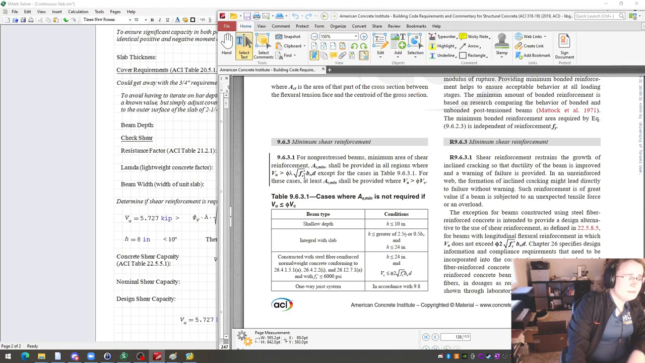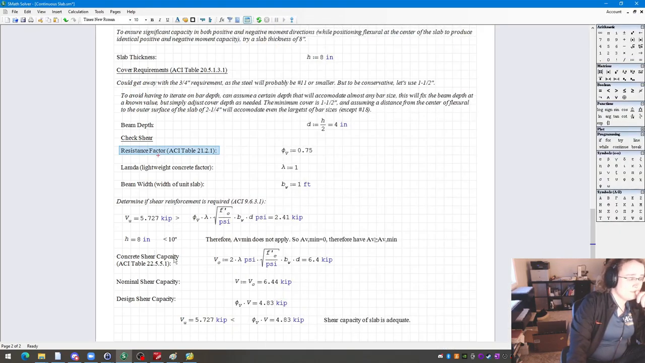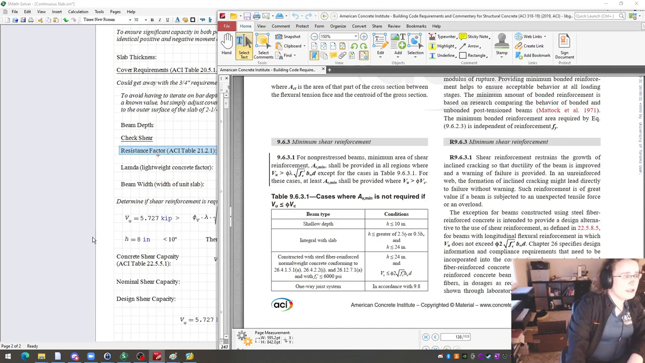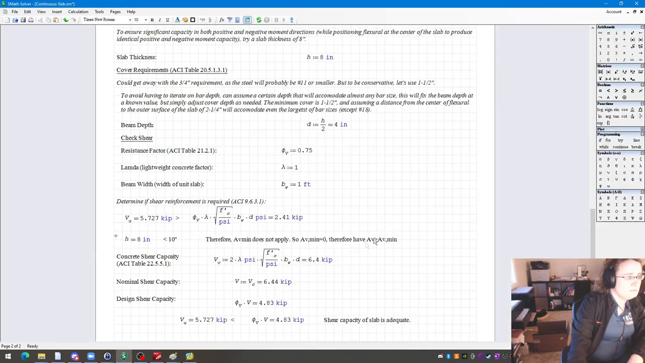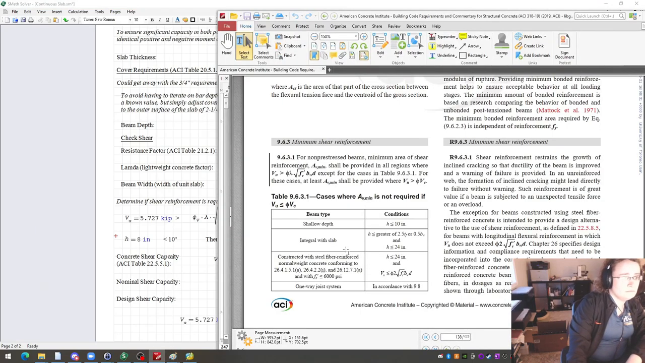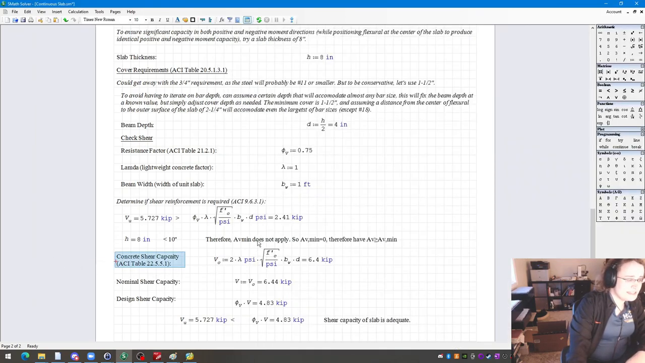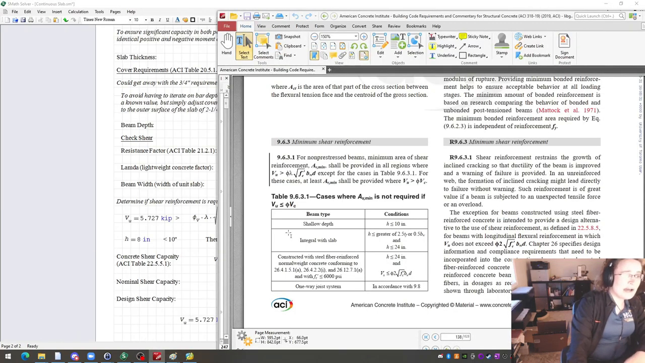9.6.3.1. Now, minimum shear reinforcement, AV min, is required if VU is greater than this, lambda root F prime C BWD. According to this equation, this VU is greater than lambda root F prime C BWD. According to that, it is actually required. However, one of the exceptions to that is if you have a shallow depth slab or shallow depth beam.